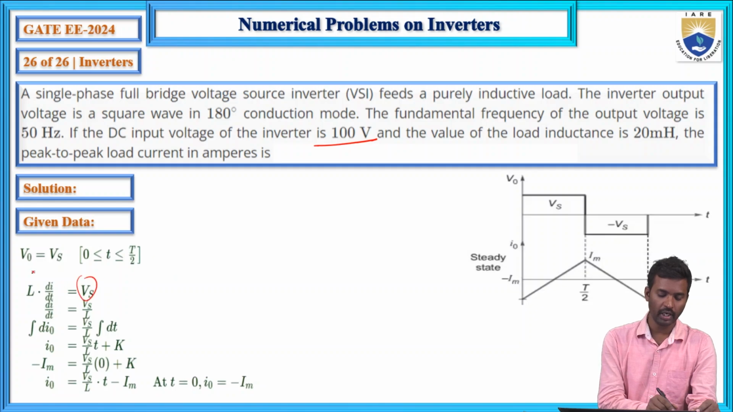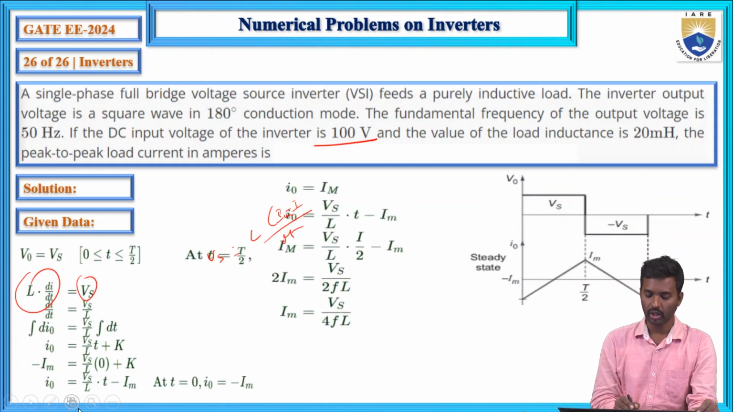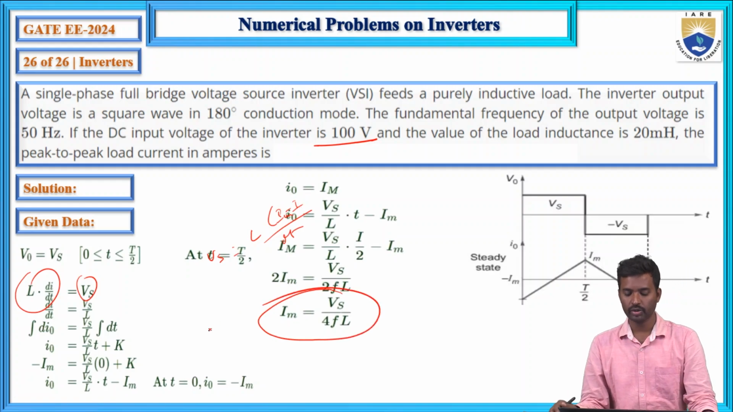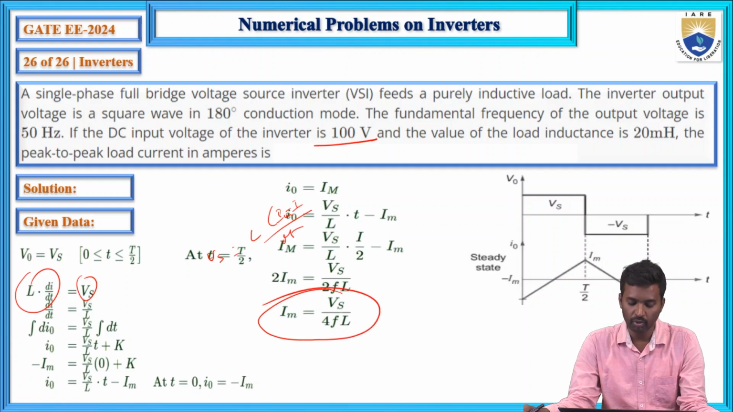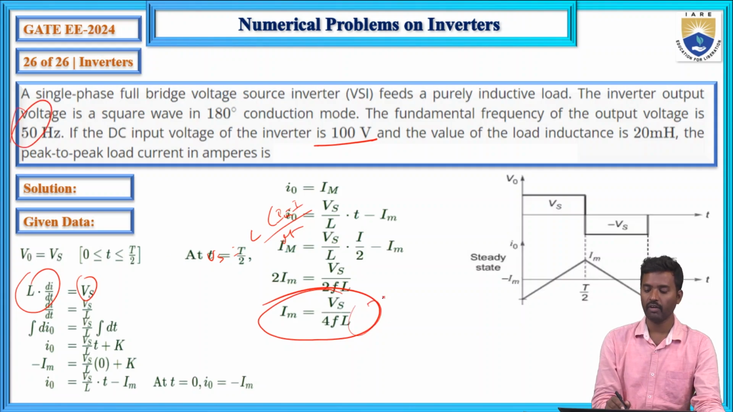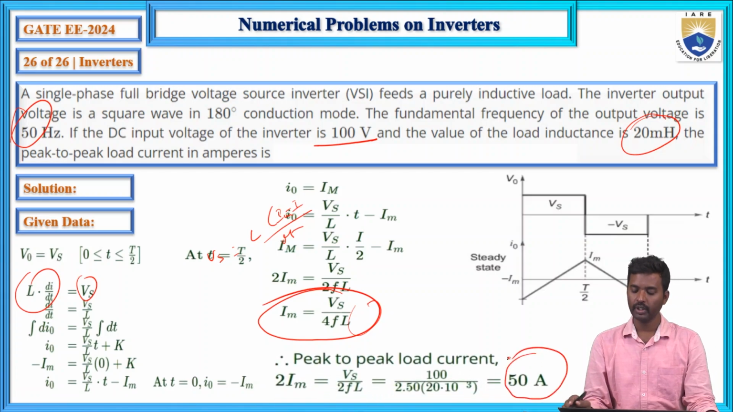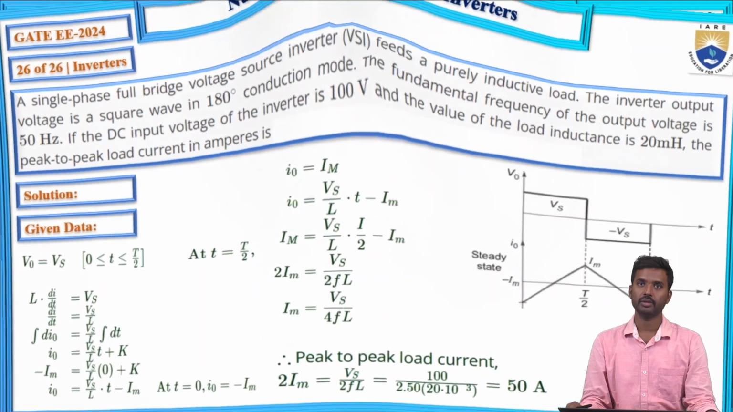So Vs equals L di by dt. So Vs equals L times the change in current, that is peak to peak, Im minus minus Im, by dt. From this, Im equals Vs by 4 f L. Substitute the f value and the L value. L value is given and Vs value is given, 100. So now your peak to peak current is 50 amperes.